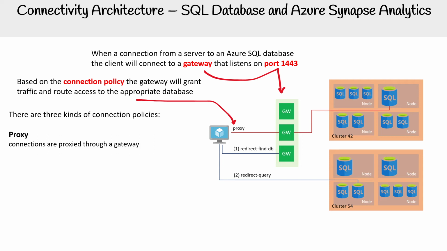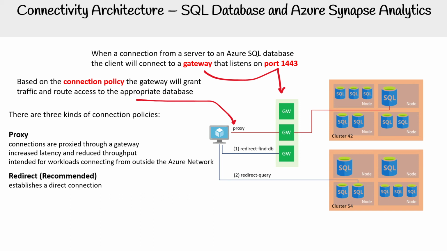We've got proxy. So connections are proxied through a gateway, increased latency and reduced throughput, intended for workloads connecting from outside the Azure network. Redirect, which is mostly recommended, establishes a direct connection, reduced latency, improved throughput, intended for workloads connecting inside the Azure network.